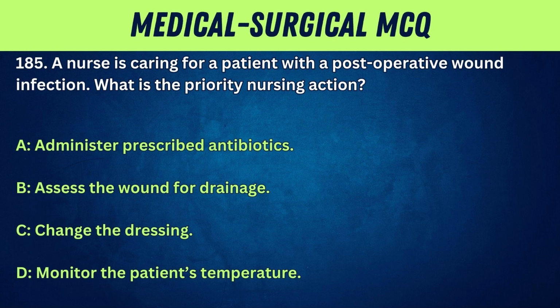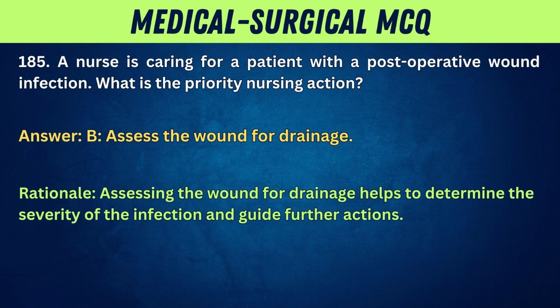185. A nurse is caring for a patient with a post-operative wound infection. What is the priority nursing action? A. Administer prescribed antibiotics. B. Assess the wound for drainage. C. Change the dressing. D. Monitor the patient's temperature. Answer: B. Assess the wound for drainage. Rationale: assessing the wound for drainage helps to determine the severity of the infection and guide further actions.